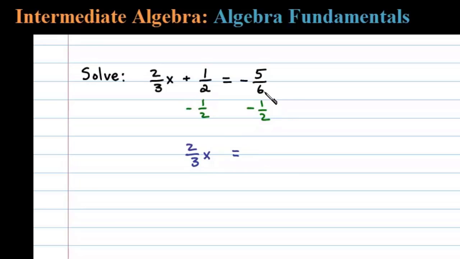a common denominator, which in this case is 6. We'll multiply numerator and denominator here by 3, and that leaves us with negative 5 minus 3, or negative 8/6.